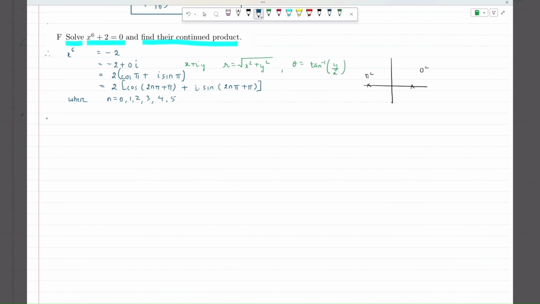Now for the next part, we will move the power 6 from the left to the right. So we will be getting 2 raised to 1 by 6, and then the power of 1 by 6 will also affect the cos and sine part, the cis theta part.